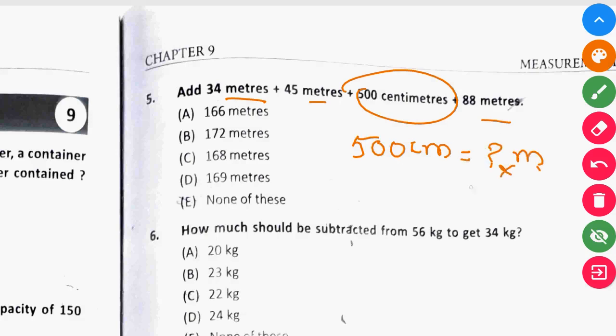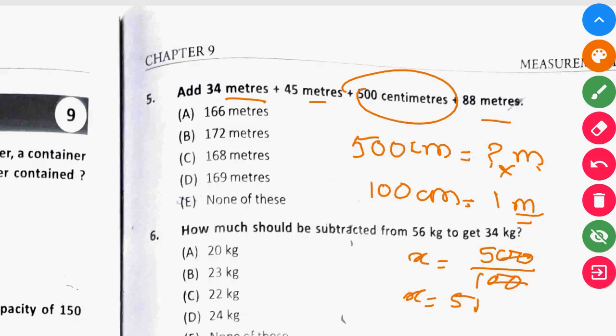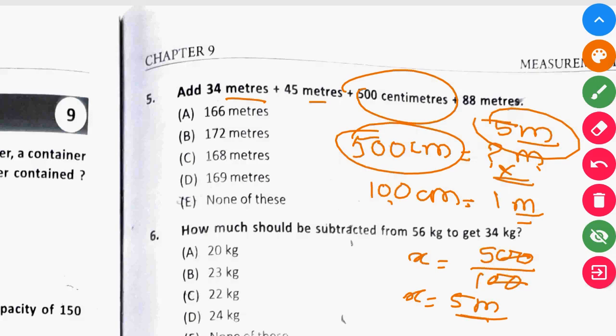Now we assume this as x. Now we know 100 centimeters is equal to 1 meter. So x is equal to 500 divided by 100. So x is equal to 5 meters. Because 100 centimeters is equal to 1 meter, if we take 100 five times, it will become 500 centimeters. So 5 meters is equal to 500 centimeters.